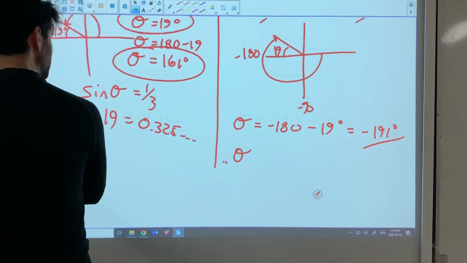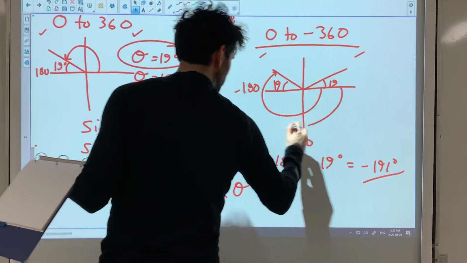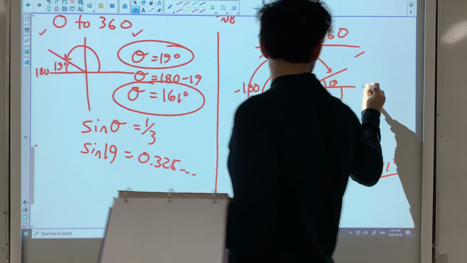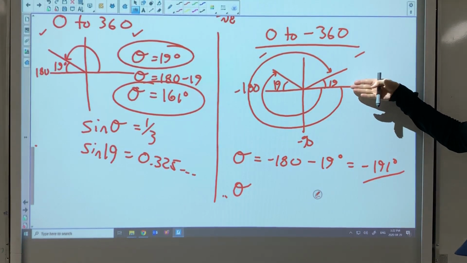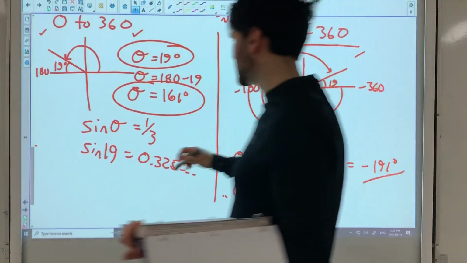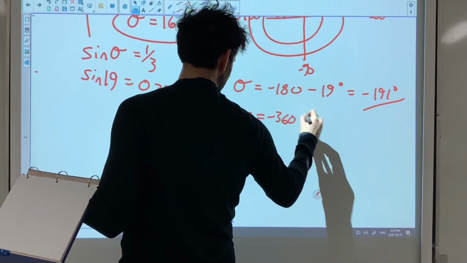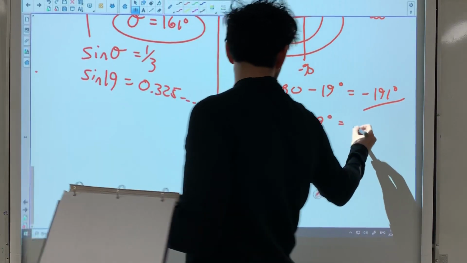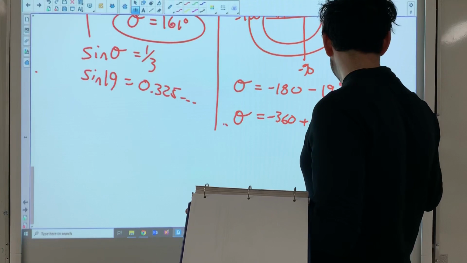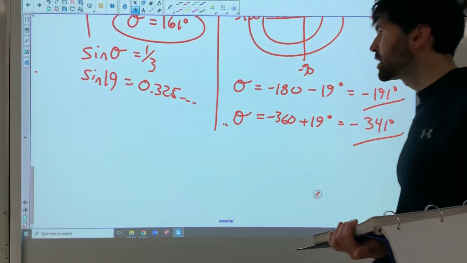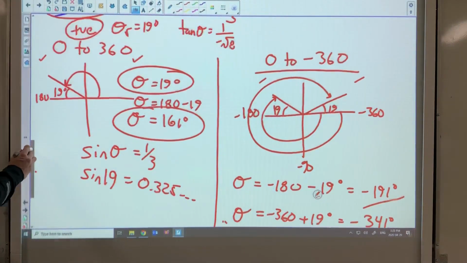Over here, you have a 19 degree reference angle. You have to rotate all the way around like that. This is negative 360. The easiest way to find it would be to start at negative 360 and then add 19 degrees. So here you have it. Negative 360 plus 19, and you get negative, oh boy, can I do this? 341 degrees. Done. So there are 4 angles that give you that sine theta ratio of 1/3.